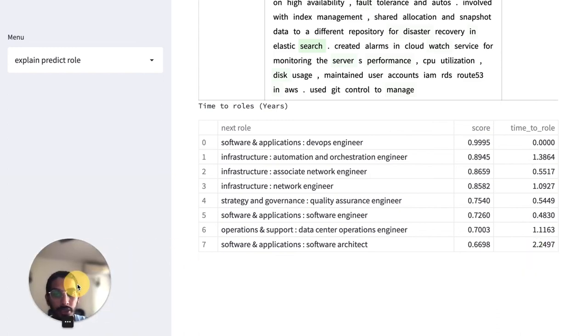If you want to see how much time it will take for a candidate to become an associate network engineer, approximately 5 months. To become a network engineer, 1 year. Quality assurance, 5 months. Software engineer, approximately 5 months. Data center operations, 1 year. To become a software architect, this candidate will take approximately 2 years.